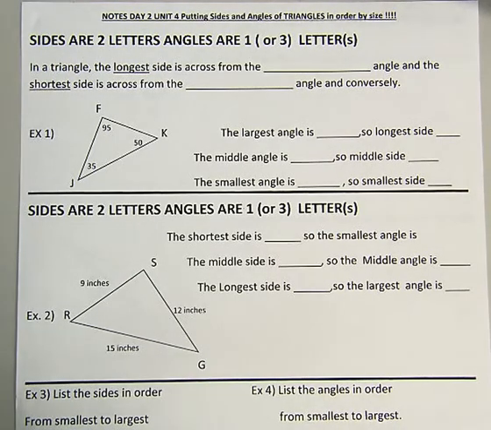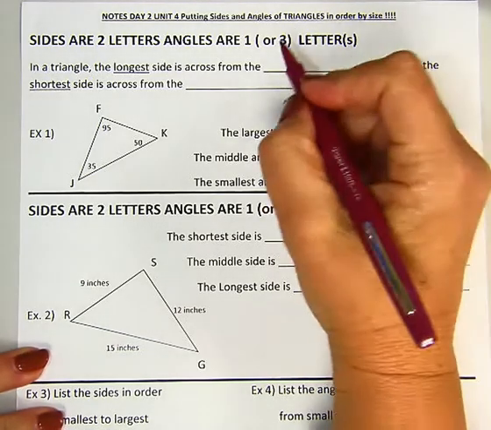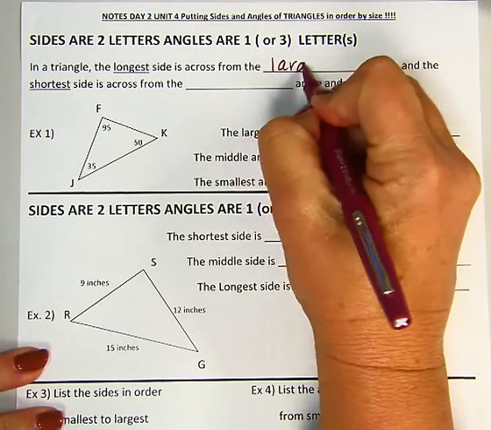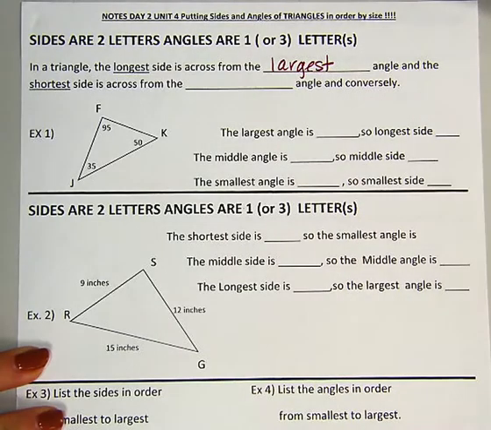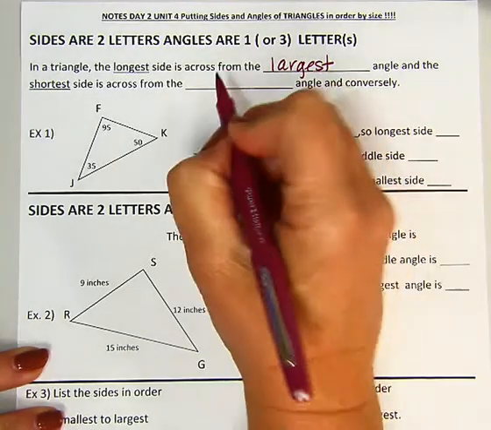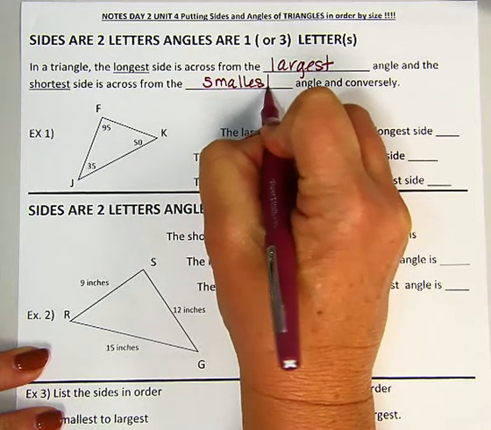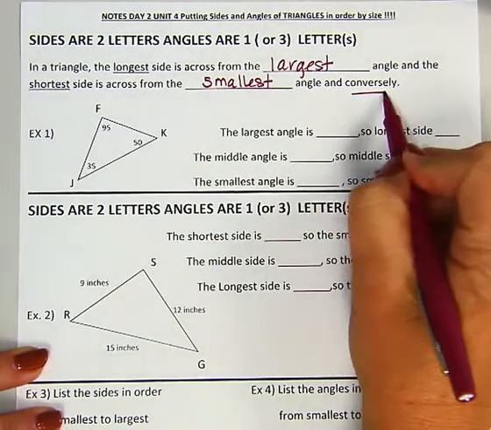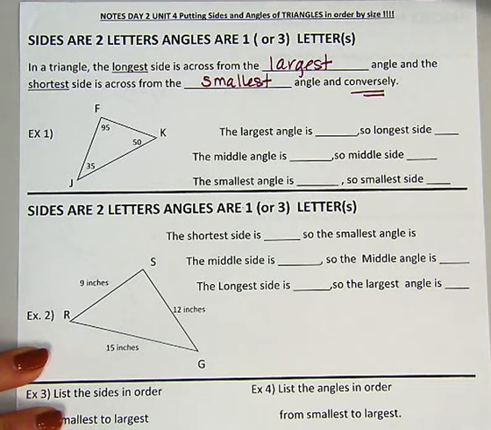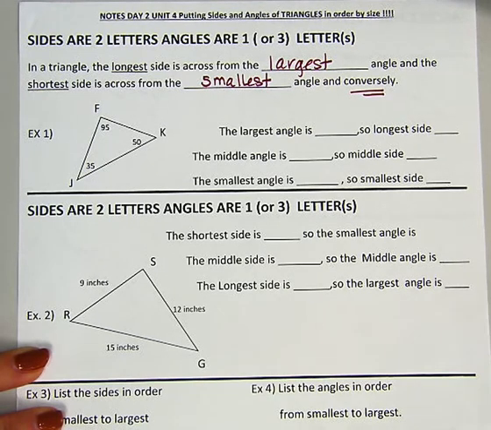How do we decide which angles are biggest and which sides are biggest in a triangle? In a triangle, the longest side is across from the largest angle, and the shortest side is across from the smallest angle, okay? And conversely, the smallest angle will be across from the shortest side. So we're going to match these up and look.